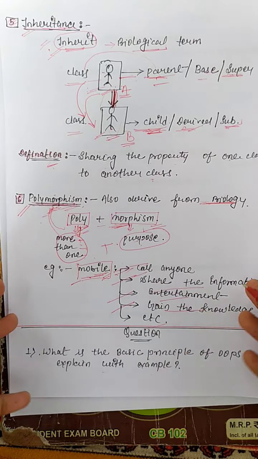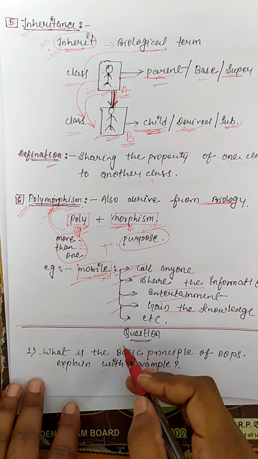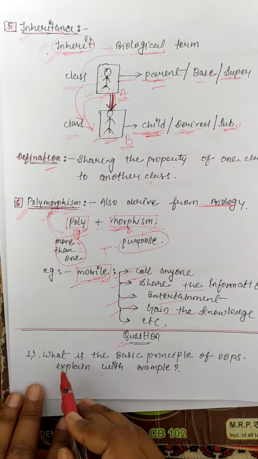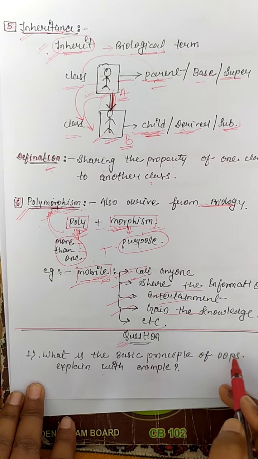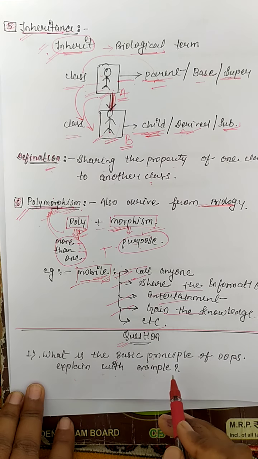Now unit 1 is completed. So the question of this unit is: what are the basic principles of OOPS? Explain with example.